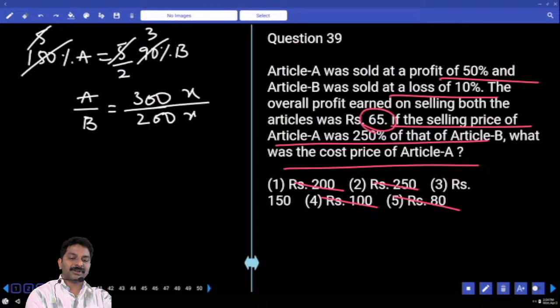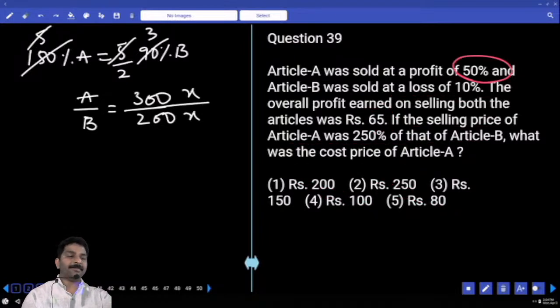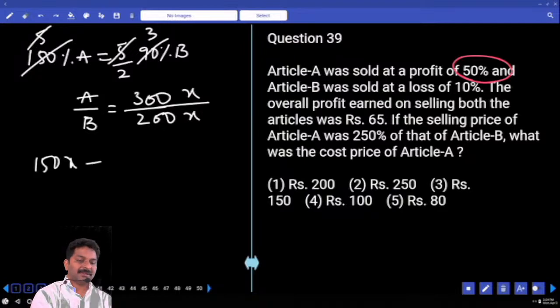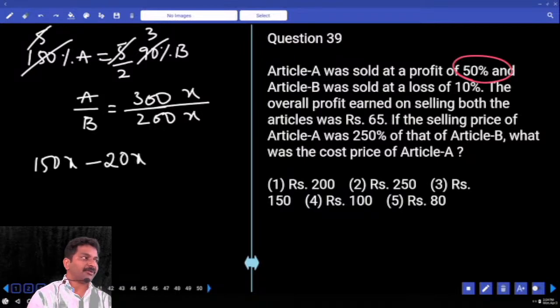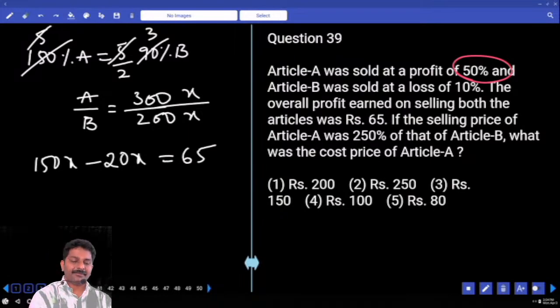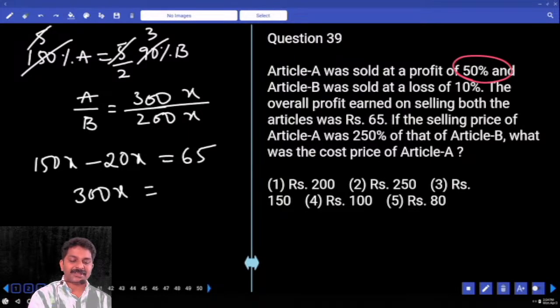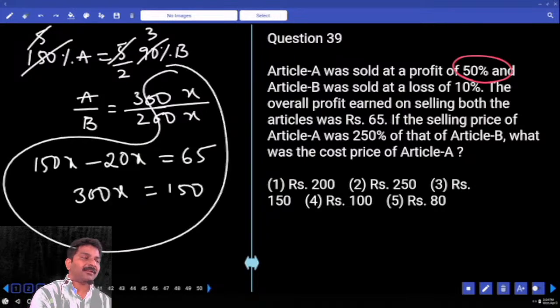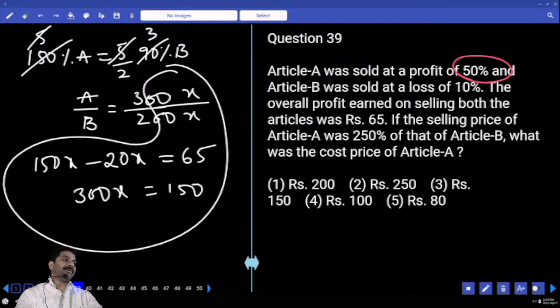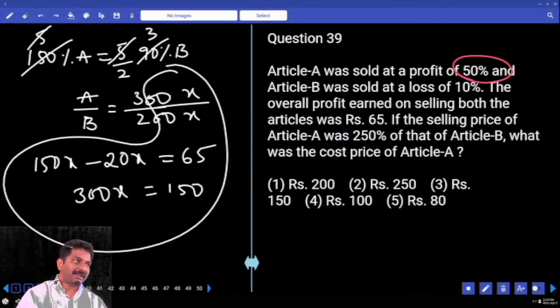300x and 200x. A was sold at a profit of 50%. 50% profit on A, how much is that? 150x. B was sold at a loss of 10%, 20x. This is overall profit only, which is equal to 65. 130x is equal to 65. Became half. Cost price of A, 300x, becomes half. Answer 150. So without an extra step, the moment you see A by B is equal to 3 by 2, A must be a multiple of 3. Go and verify, we have only one. Yes?